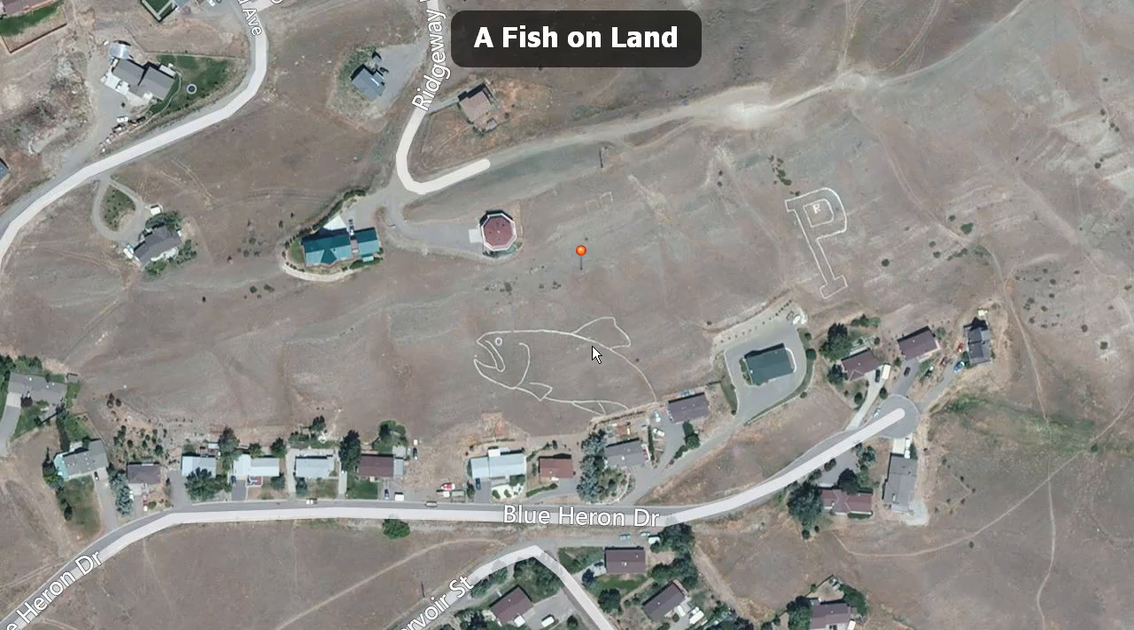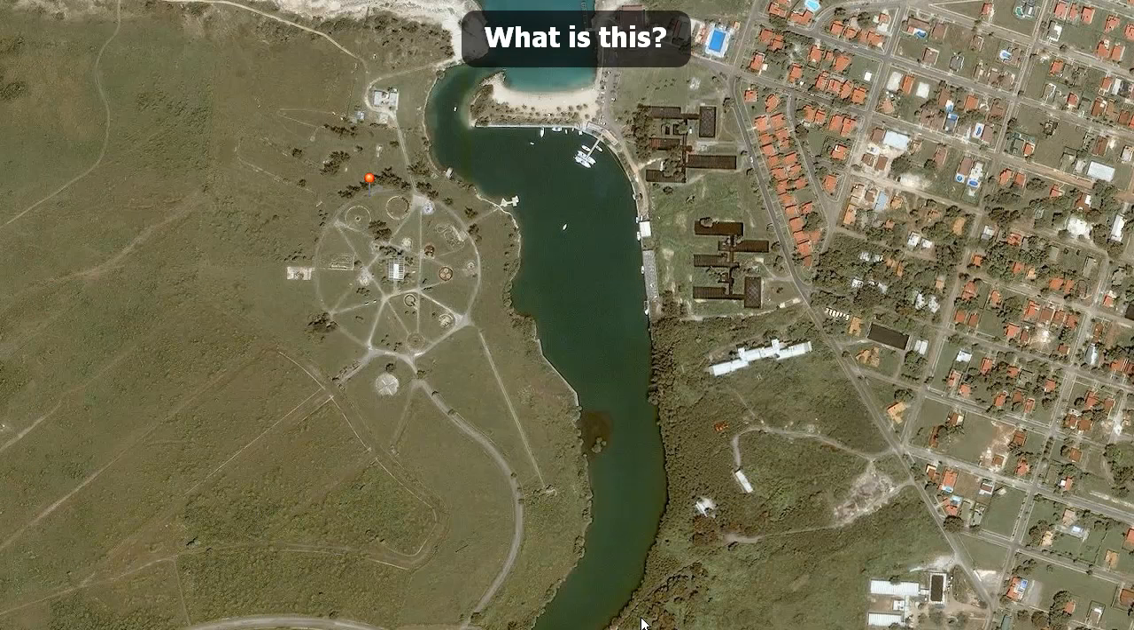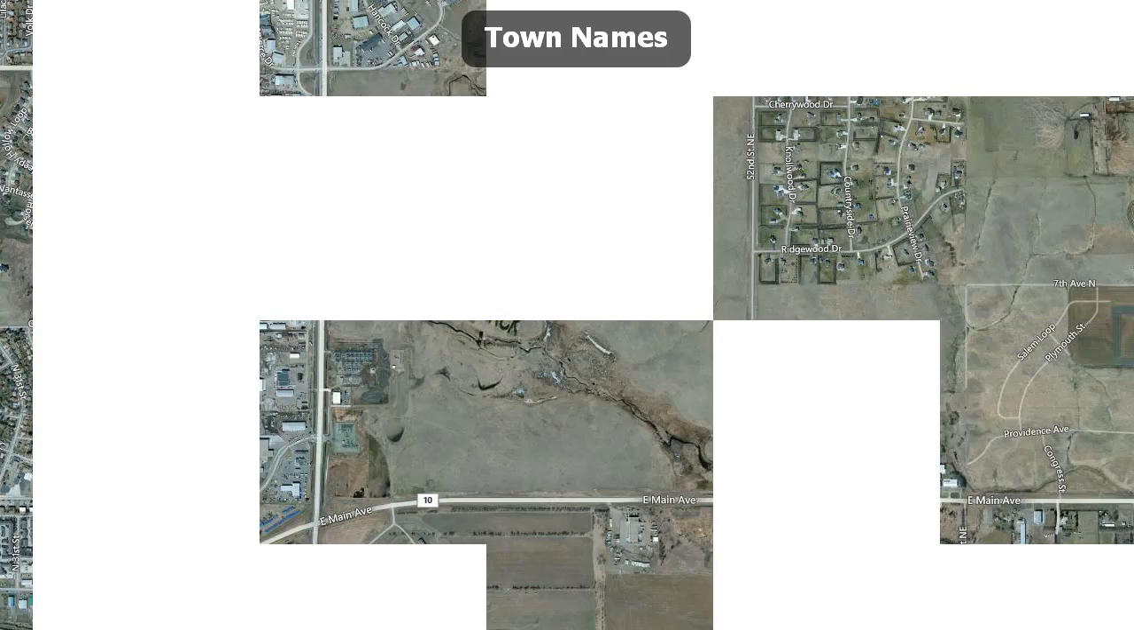Here's a fish on land with a big P over here as well. Blue Heron Drive too. Bird and fish references. What is this? Here's a star with a circle around it and some buildings. What do you think that might be?